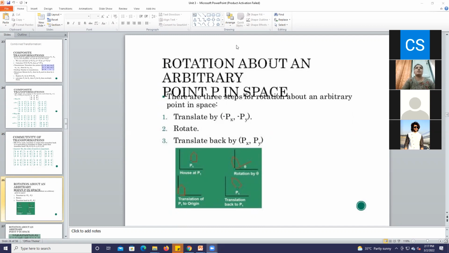Here we cannot say space, just say rotation about an arbitrary point, because if you say space, that will come under a 3-dimensional thing. So here we are concentrating on 2D. Our 2-dimensional transformation is going on. So, rotation about an arbitrary point.